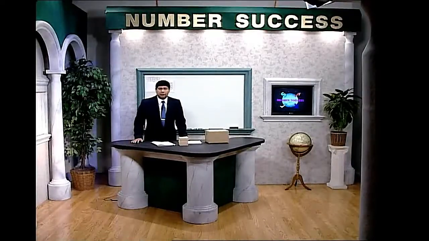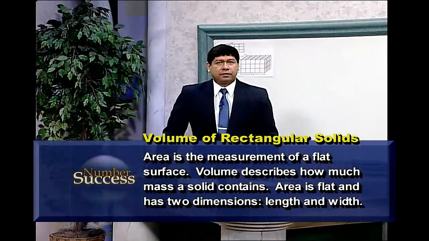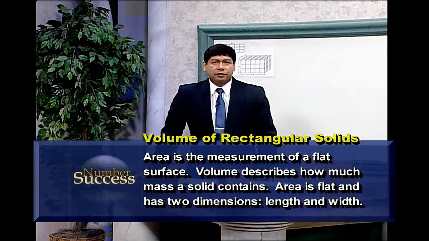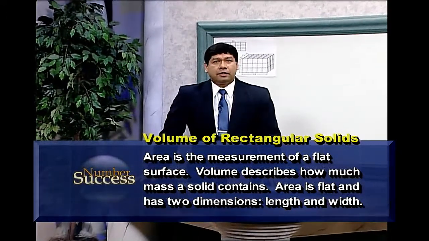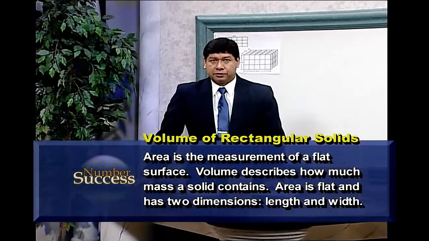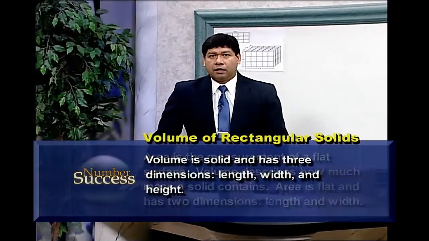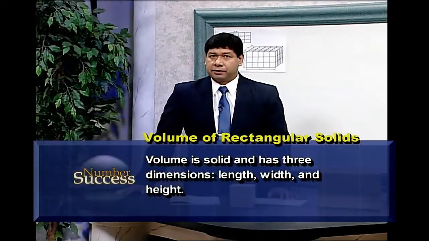Volume of rectangular solids. Area is a measurement of a flat surface. Volume describes how much mass a solid contains. Area is flat and has two dimensions, length and width. Volume is solid and has three dimensions, length, width, and height.